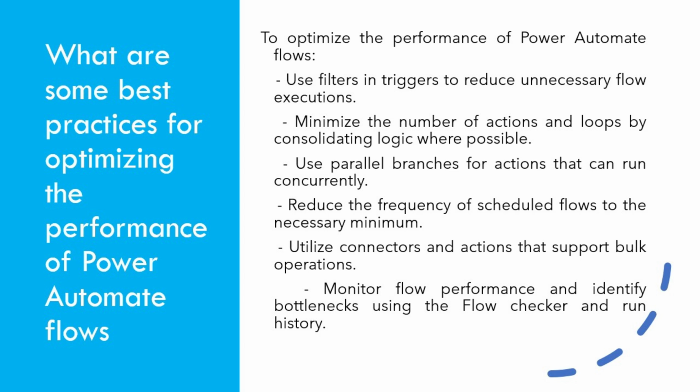To optimize the performance of Power Automate flows: 1. Use filters in triggers to reduce unnecessary flow executions. 2. Minimize the number of actions and loops by consolidating logic where possible. 3. Use parallel branches for actions that can run concurrently. 4. Reduce the frequency of scheduled flows to the necessary minimum. 5. Utilize connectors and actions that support bulk operations. 6. Monitor flow performance and identify bottlenecks using the flow checker and run history.